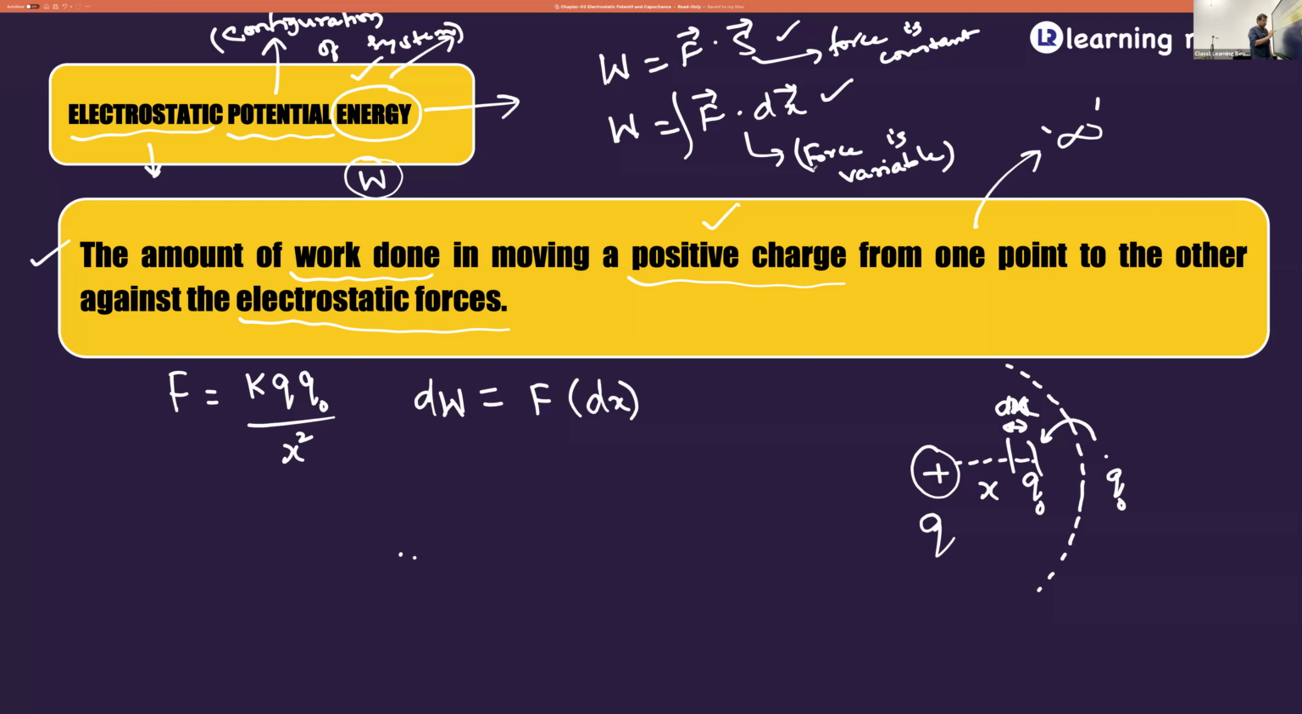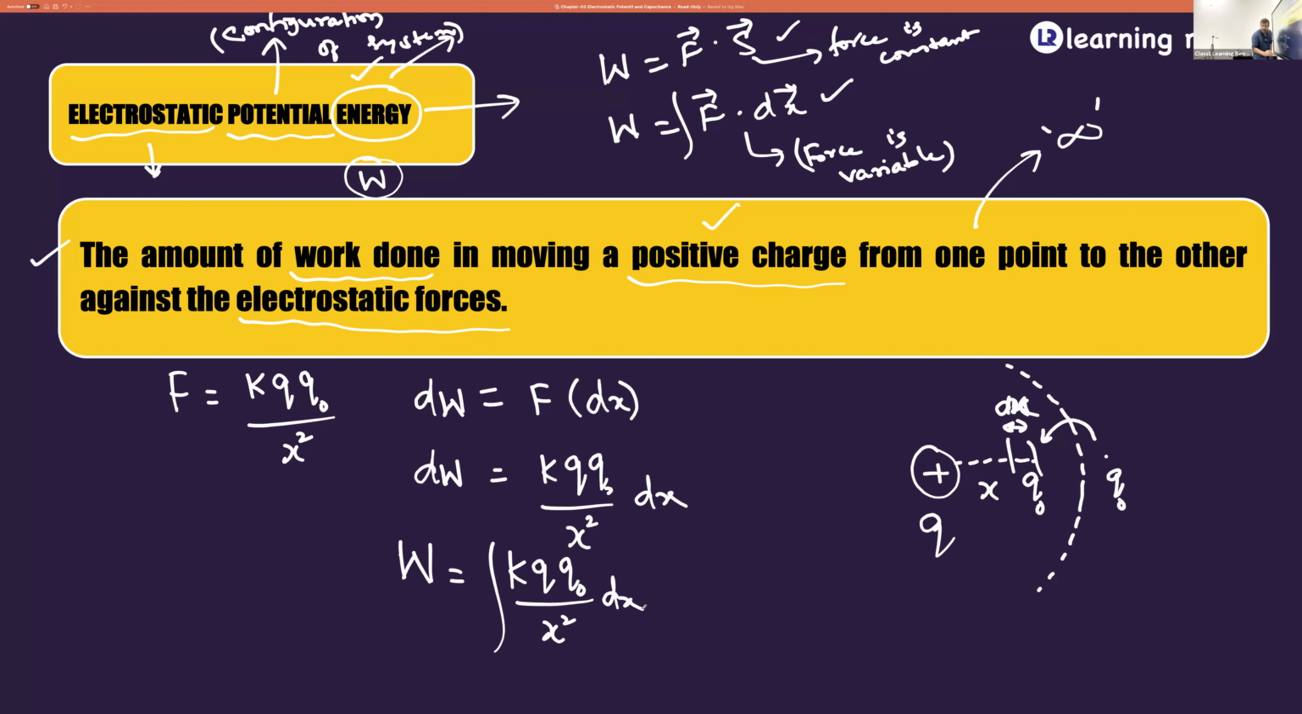We use this: dW is equal to F into dx. So what is going to be the value of F? It will be k into q naught divided by x square times dx. This is going to be the value of dW. Then if I need to calculate the total work done, what should I do? I need to integrate k into q naught divided by x square times dx.